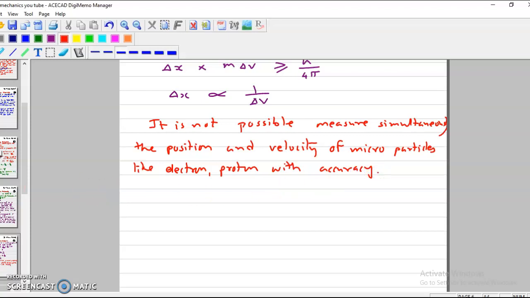So according to Heisenberg, either you measure the position of the electron or you measure the velocity of the electron. And if you try to measure both simultaneously, you will get error in measurement of both. Okay, so that's what Heisenberg said about the atom. So according to Heisenberg, the atom is an uncertain sphere.